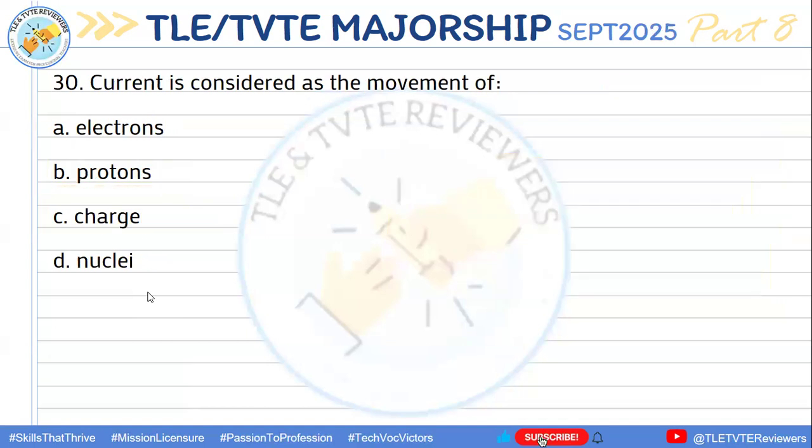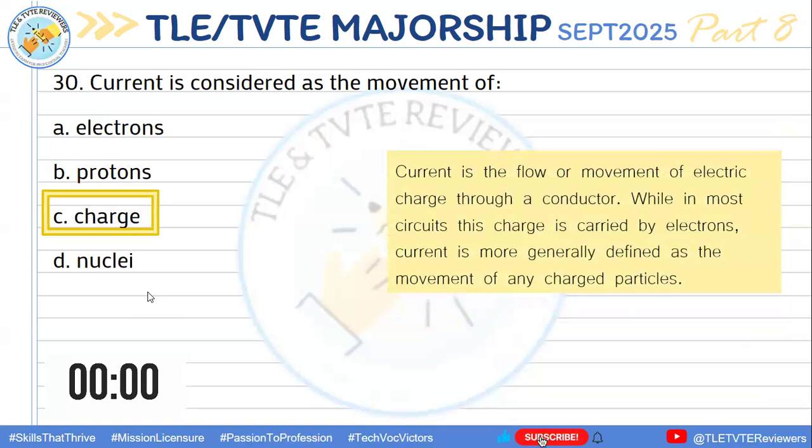Number 30, current is considered as the movement of A electrons, B protons, C charge, or D nuclei. Answer letter C, charge. Current is the flow or movement of electric charge through a conductor. While in most circuits this charge is carried by electrons, current is more generally defined as the movement of any charged particles.